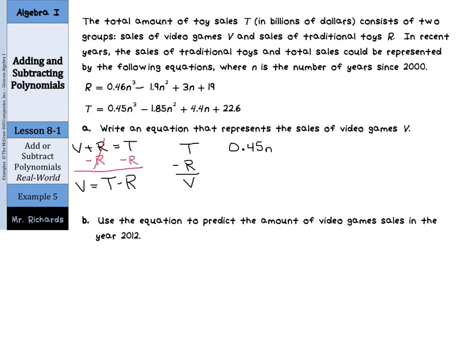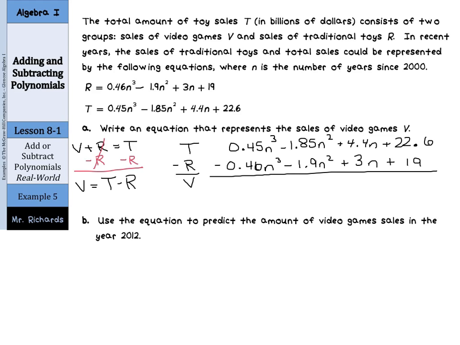So we're going to take the T, which is 0.45 n to the third minus 1.85 n squared plus 4 4/10 n plus 22 6/10. And for now, we'll just write this as a subtraction of 0.46 or 46 hundredths n cubed. Again, make sure this is a minus 1.9, 1 9/10 n squared, plus 3n plus 19.